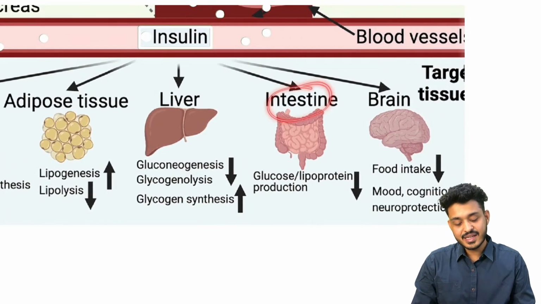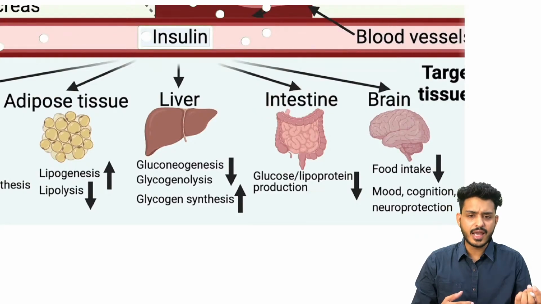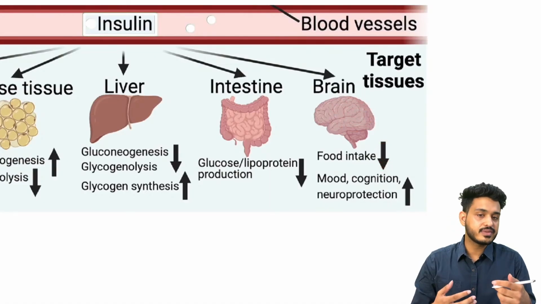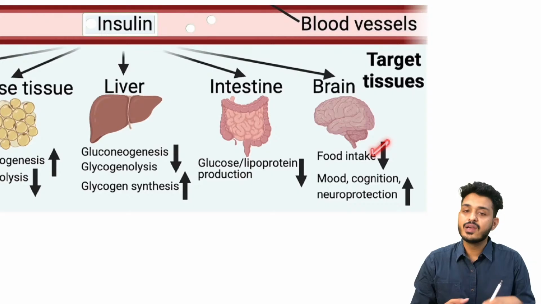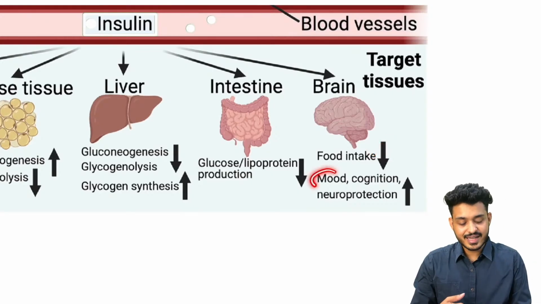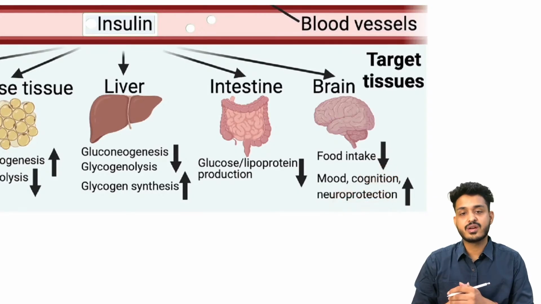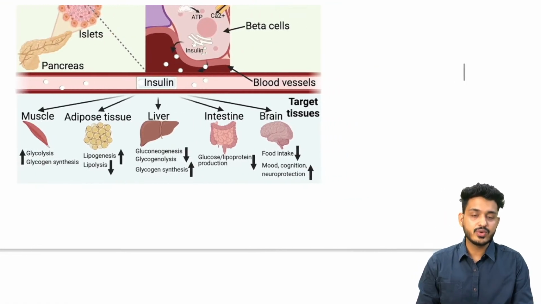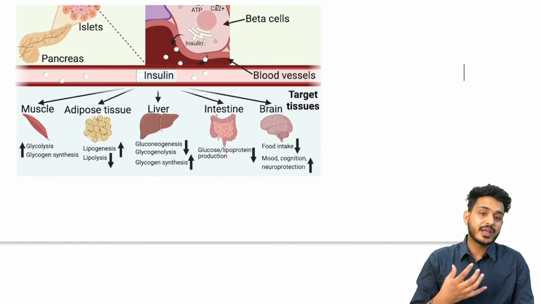In the intestine, it is going to decrease what? Lipoprotein and glucose production. And in the brain, the satiety centers will get activated, and you will have a decrease in food intake. And second, you will have upregulation of mood, cognition, and neuroprotection, right? So mood will be elevated, because remember one more thing: whenever you eat good food, all the amino acids will go inside.